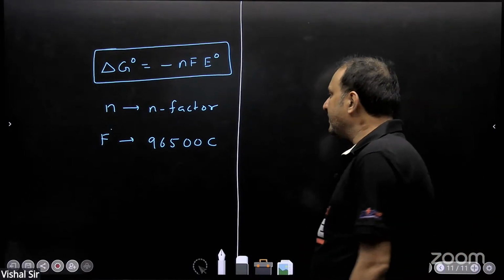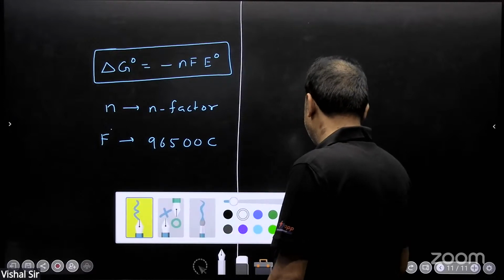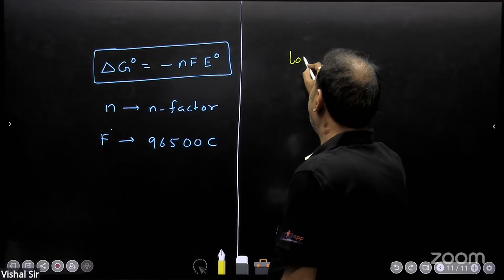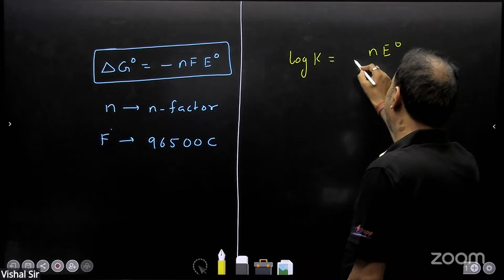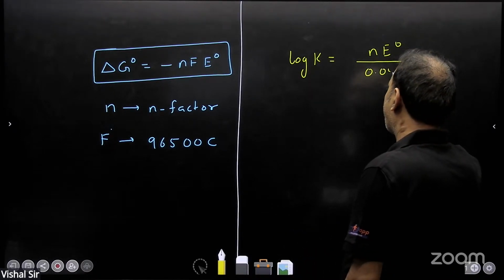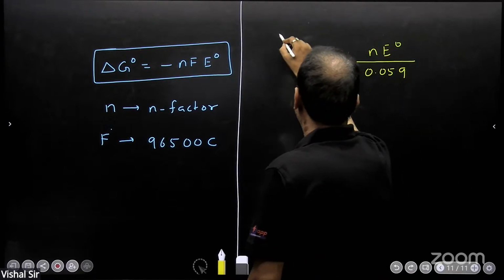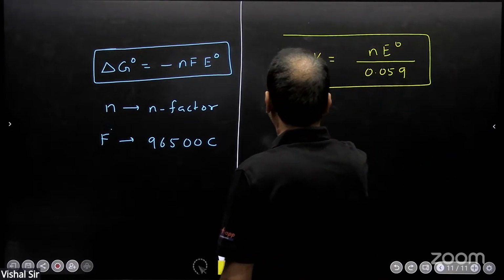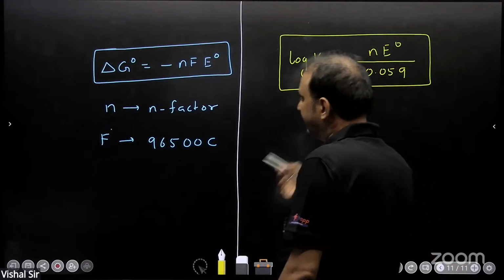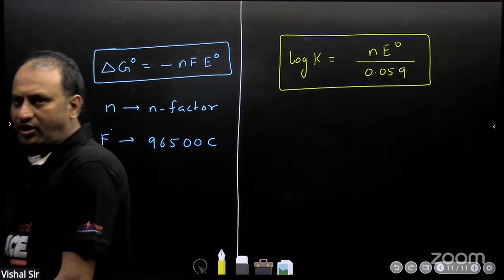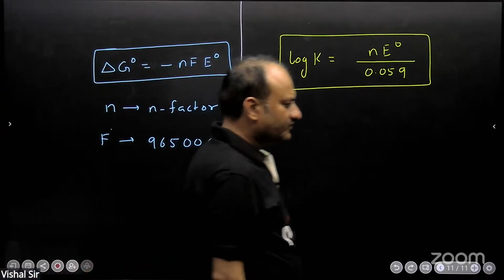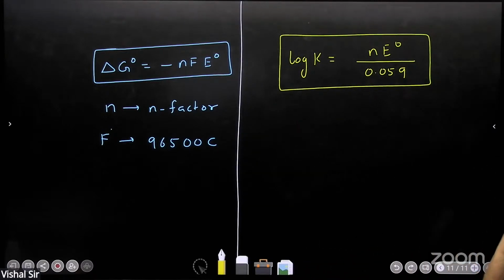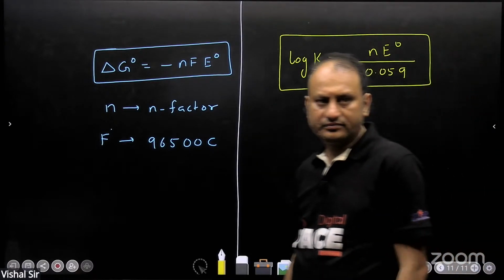And with equilibrium constant also, an important result, log K is equal to nE naught by 0.059. And same n factor, E naught of the cell, 0.059 is anyway a constant. So these are relations of equilibrium constant and delta G naught with E naught.